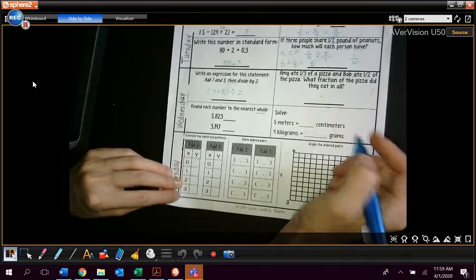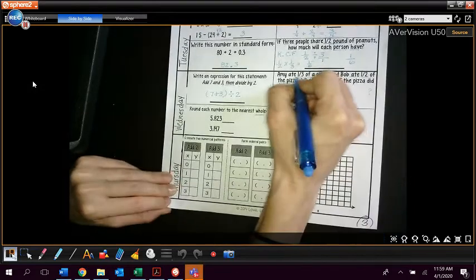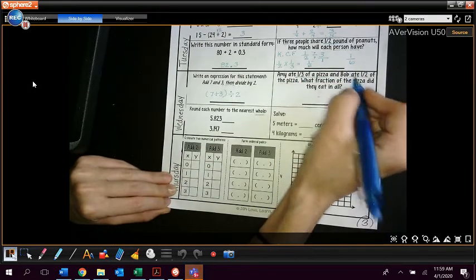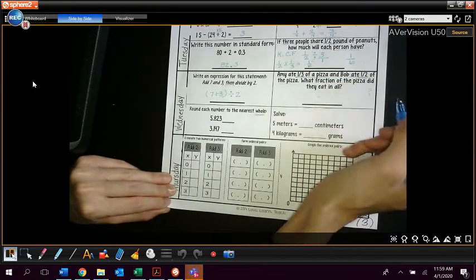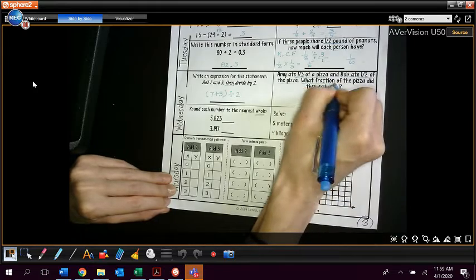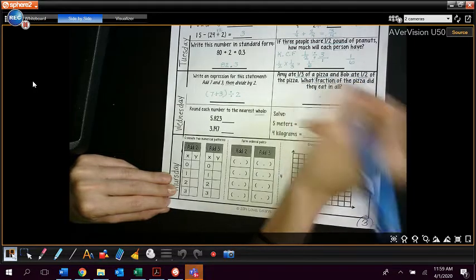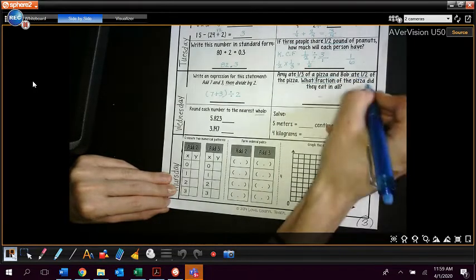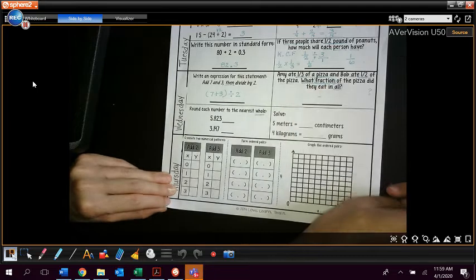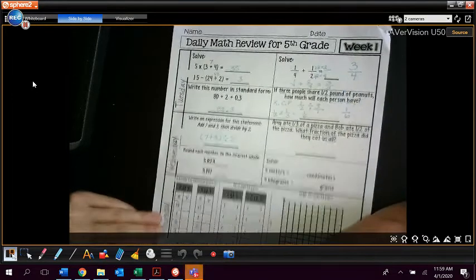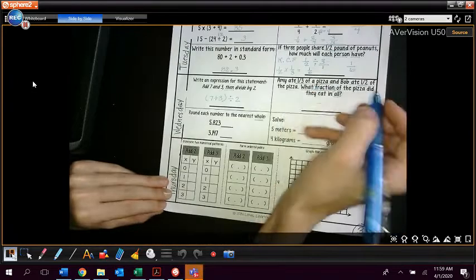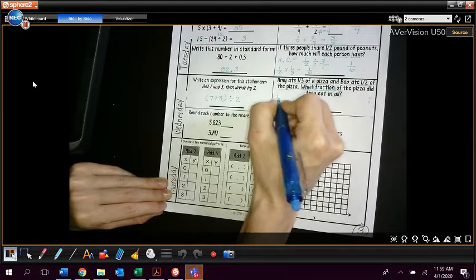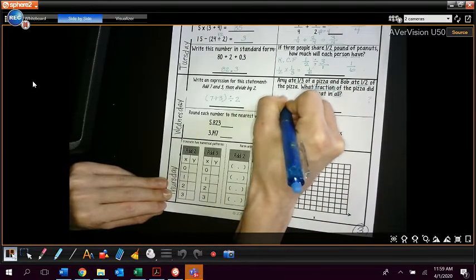Our next problem: Amy ate 1/3 of a pizza and Bob ate 1/2 of the pizza. What fraction of the pizza did they eat in all? So we know we're going to need a fraction, and we're going to be adding, just like the problem we did on Tuesday. So our word problem is 1/3 plus 1/2.